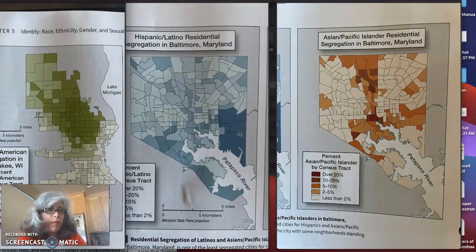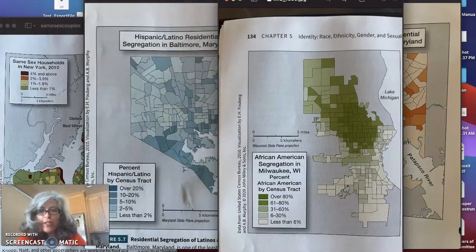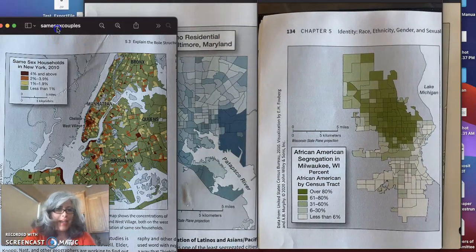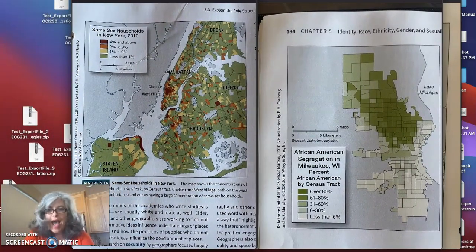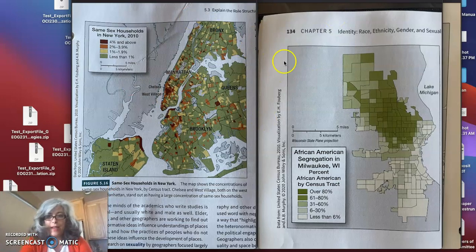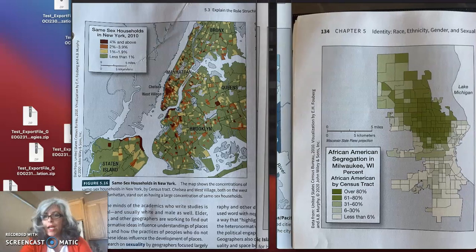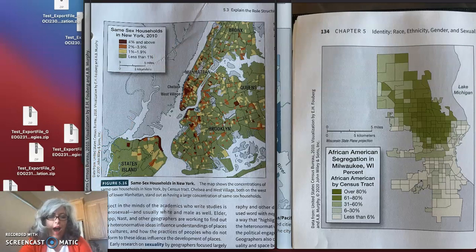Okay, so let me move these other two pictures over into the screen. There we go. And here's another. Okay, and so again, these are additional images from chapter 5. Let me see if I can move myself out of the way here. There we go. Okay, so what we're looking at here is Milwaukee, Wisconsin, and then also New York City, okay?